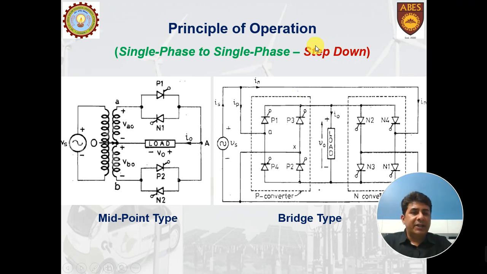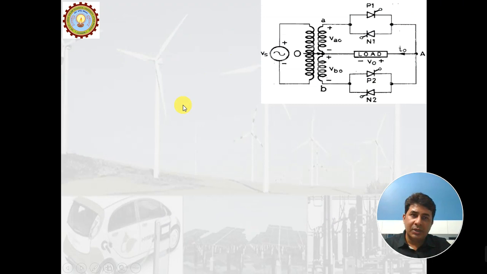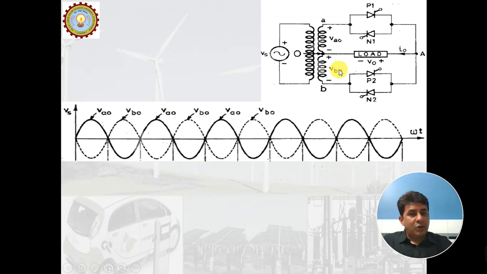Let's try to understand how we get the step down operation. As I said earlier, for step down operation as well, the circuit used will be the same. So these two are the similar circuits that we have used for the step up operation. Let's try to understand the step down operation with the help of a midpoint converter. I'm using the midpoint converter first because it gives an easy understanding of the topic.